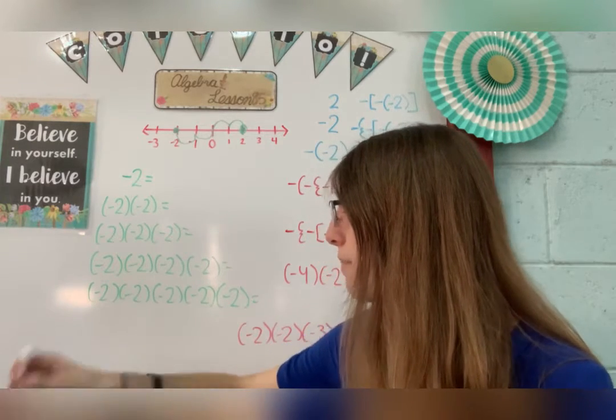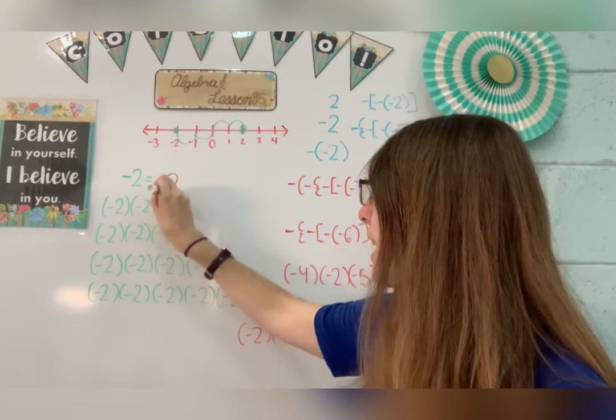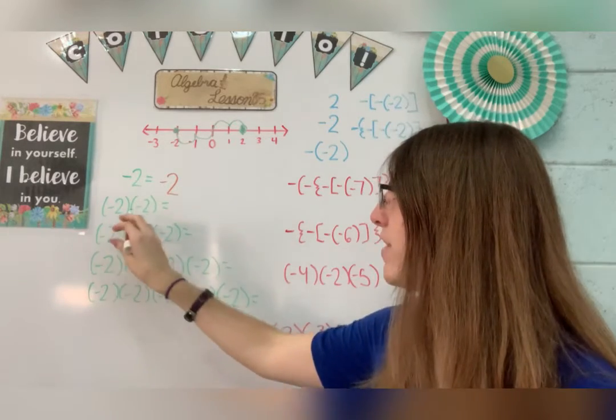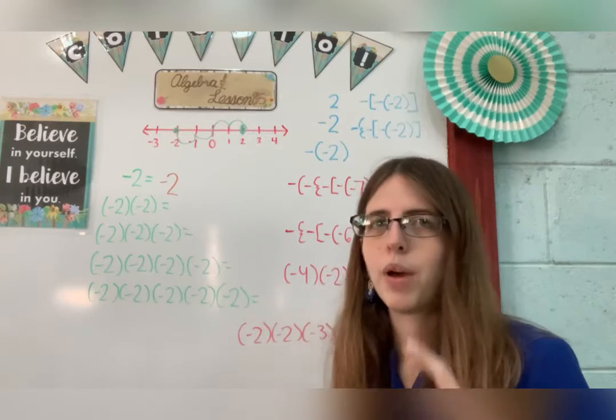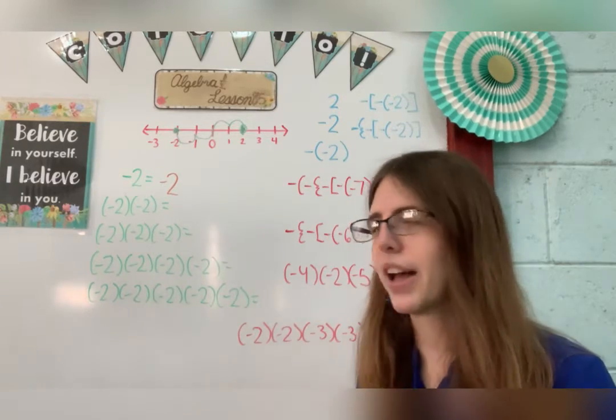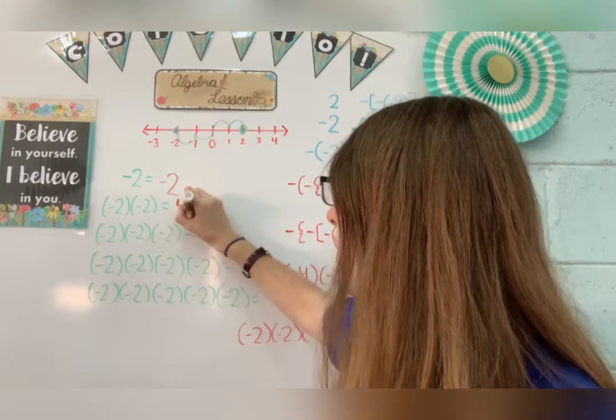Hold on, can't grab my marker. Okay, so that would be -2. When I have -2 times -2, I know that 2 times 2 is 4. When I have 2 negatives, they become a positive, so that would become +4.